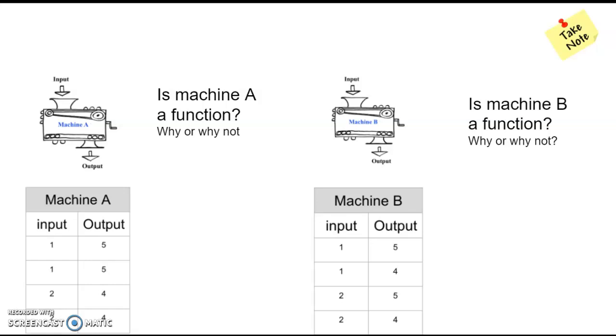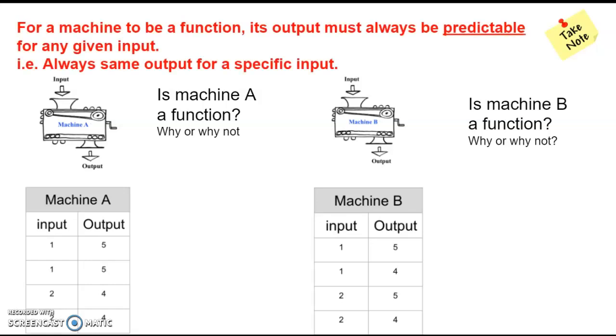Okay, so the function machine. Now the question comes down to, is this a function or not a function? We've already talked about this. So remember, for a machine to be a function, its output must always be predictable for any given input. That means you need to have the same output for a specific input. So is the one on the left a function? Well, why or why not?